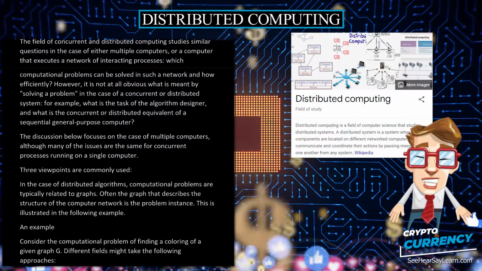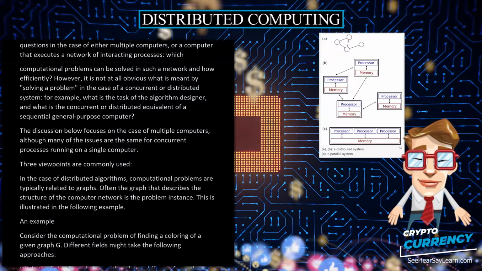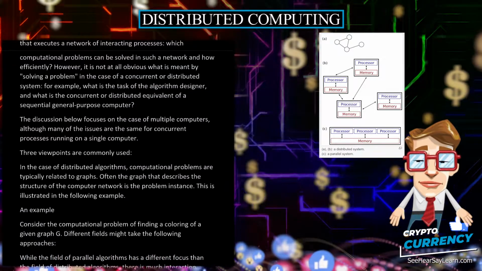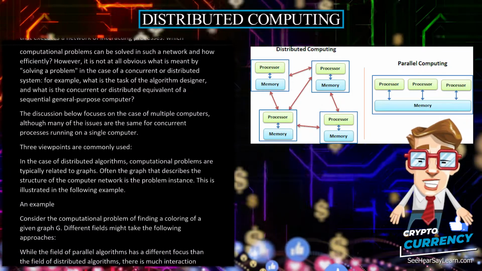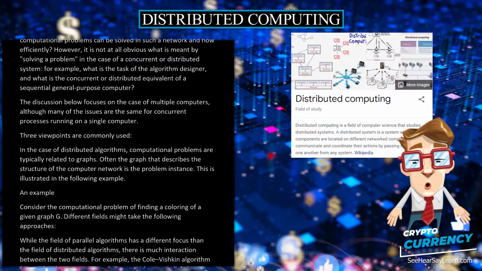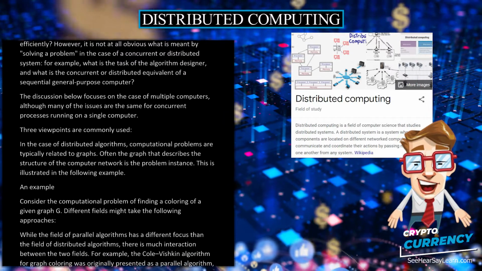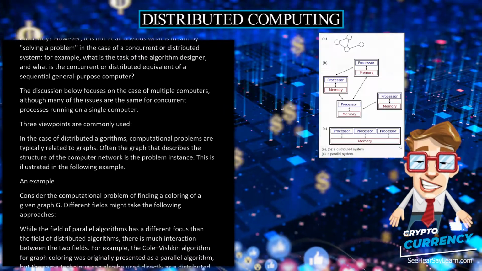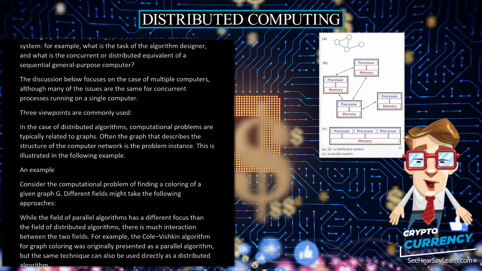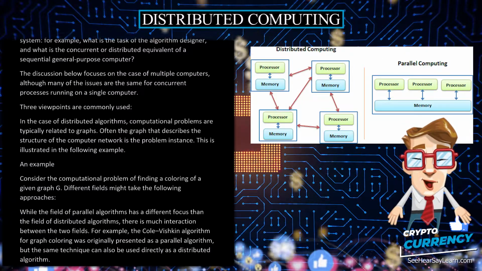In the case of distributed algorithms, computational problems are typically related to graphs. Often the graph that describes the structure of the computer network is the problem instance. This is illustrated in the following example. An example. Consider the computational problem of finding a coloring of a given graph G. Different fields might take the following approaches.